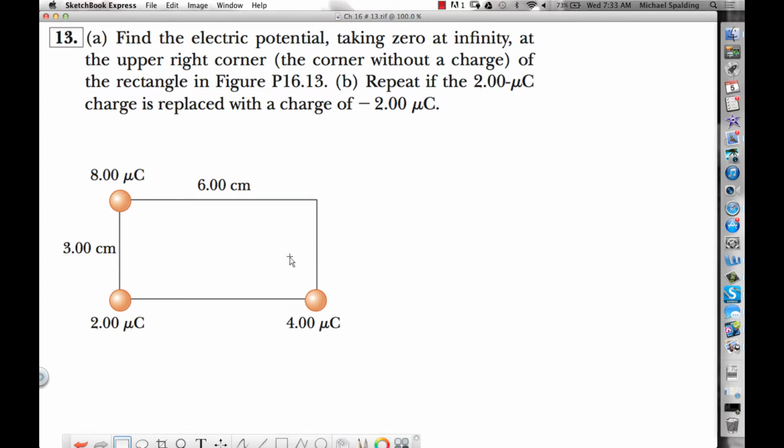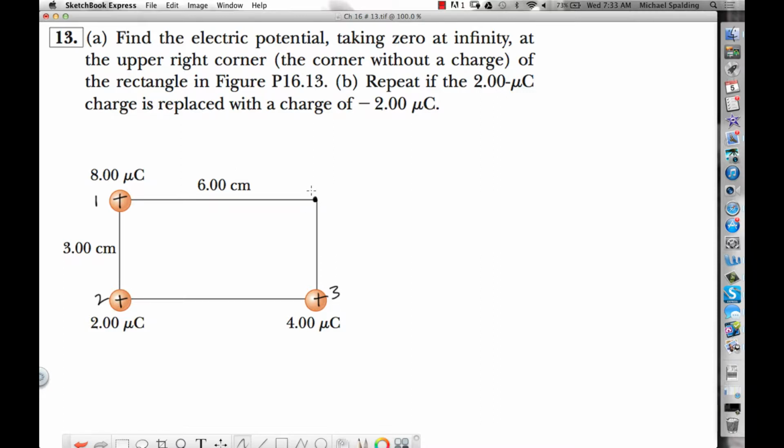So we have three charges at the corners of a rectangle, and they're all positive. In part A, each of these guys is a positive charge. Now let's give them numbers just so we can talk about it. I like doing that. Let's say this guy is charge 1, charge 2, charge 3. Now what we're asked to find is the net electric potential at the upper right-hand corner, right here.